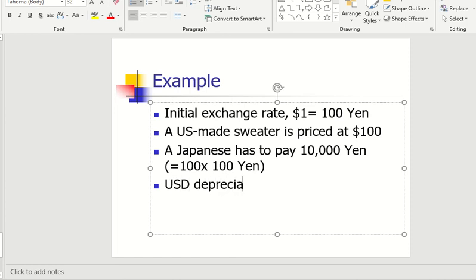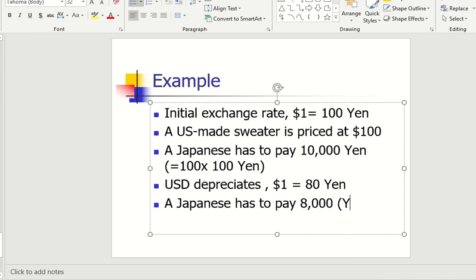Depreciate means the currency loses value in terms of other currency. So it weakens. What that means is now 1 US dollar is worth less in terms of Japanese yen, let's say 80 yen. So what we have here is now the same sweater that is made in the United States will cost less for a Japanese. So 8,000 yen.